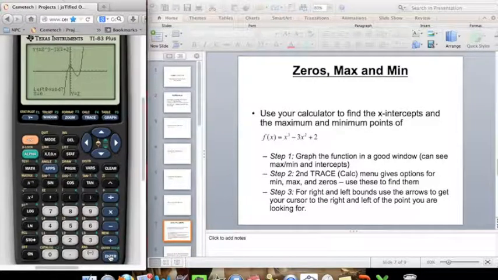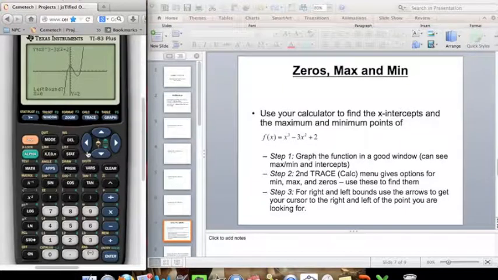Then it's going to ask us a series of 3 questions. The first question says left bound. What this means is the calculator says, I can't look everywhere for this answer. You need to narrow it down for me. Where am I looking? So show me as far left as I would possibly have to look for this answer.